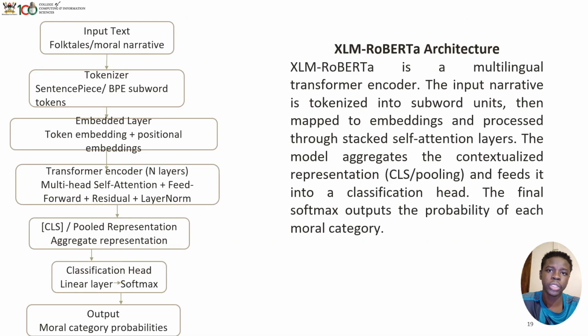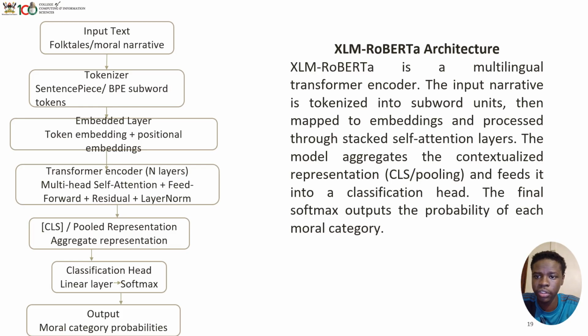So the first model is XLM Roberta. We are going to talk about its architecture. This model is a multi-language model. This means it can understand text in many languages. First, the story text goes into a tokenizer. The tokenizer breaks the text into small pieces called subword tokens. Then these tokens go through an embedding layer, which gives each word a number representation.